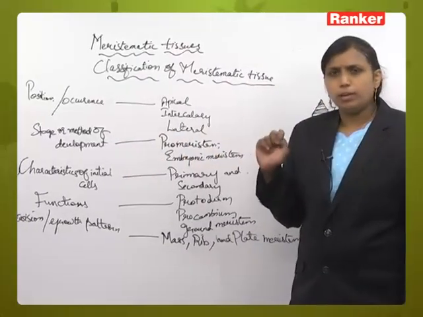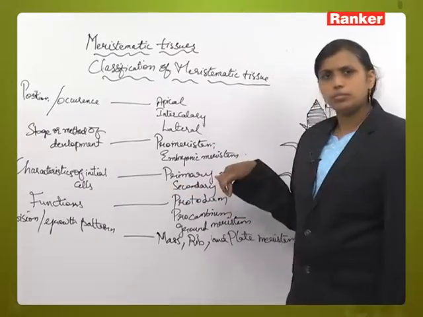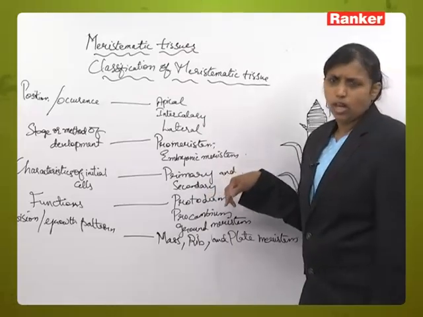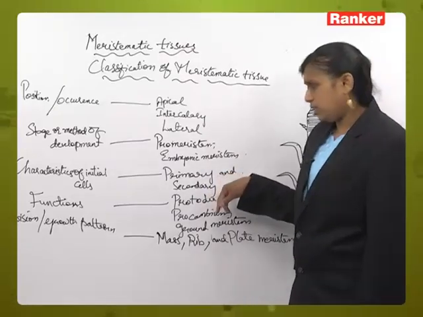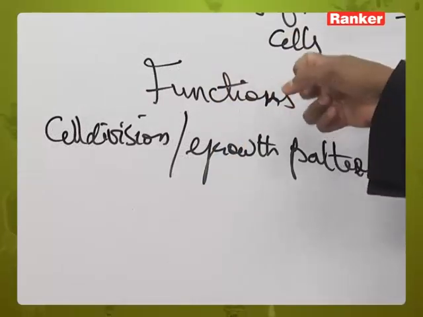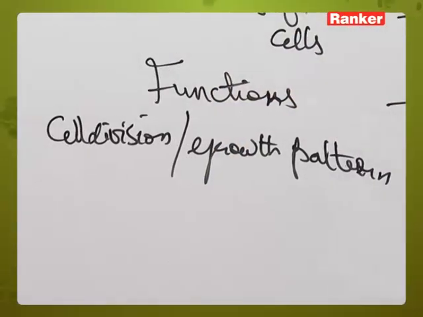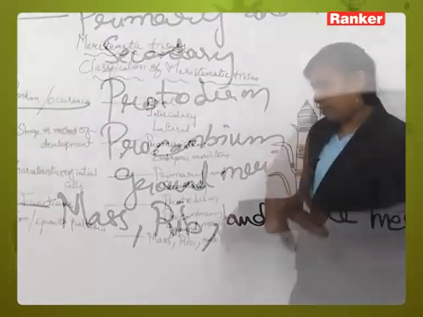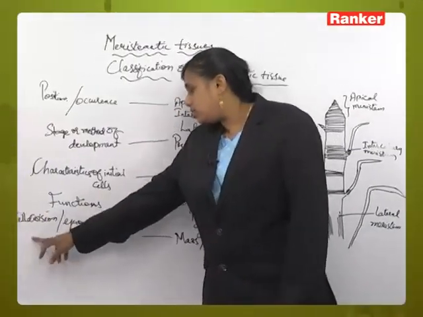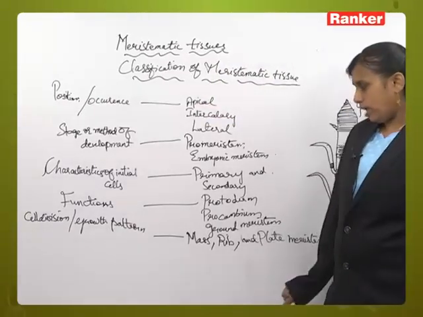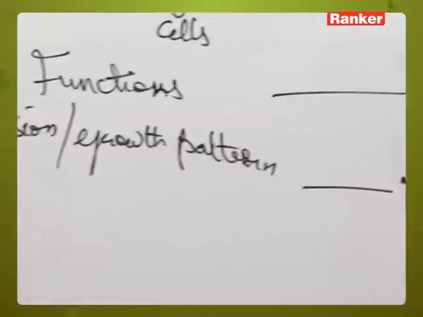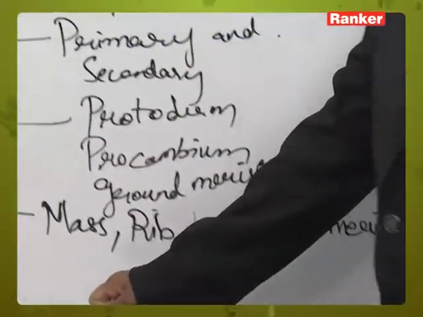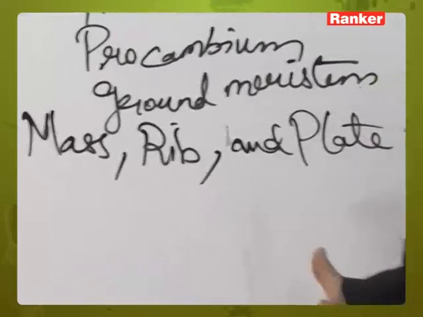If they are developing from the embryonic initials, then that is primary meristem. If it is developing from the permanent tissue and leading to the formation of secondary growth, then that will be a secondary meristem. Next, on the basis of the functions which it is carrying out, meristematic tissue can be divided into protoderm, procambium and the ground meristem. Next, on the basis of cell division and growth pattern, the meristematic tissues may be of three types here, that is mass meristem, rib meristem and plate meristem.